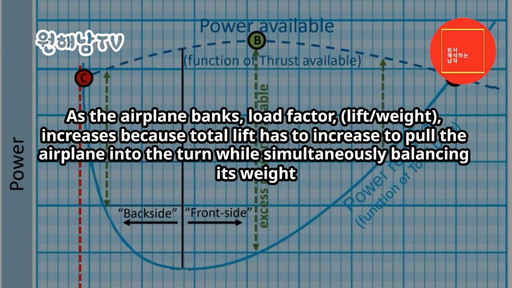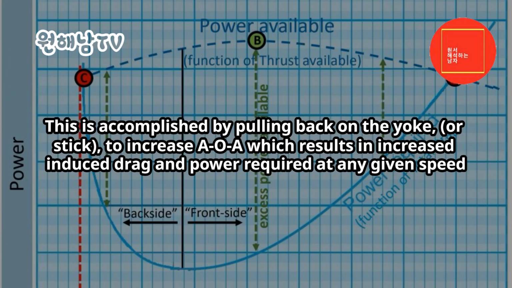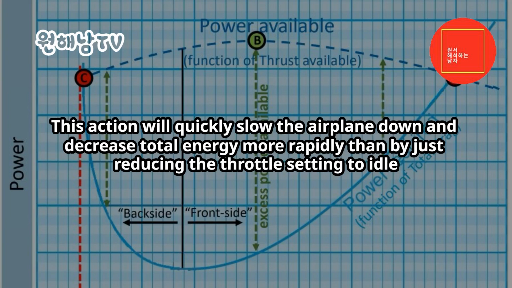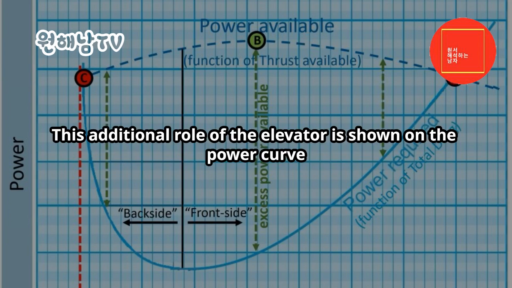As the airplane banks, load factor, lift over weight, increases, because total lift has to increase to pull the airplane into the turn while simultaneously balancing its weight. This is accomplished by pulling back on the yoke, or stick, to increase AOA, which results in increased induced drag and power required at any given speed. This action will quickly slow the airplane down, and decrease total energy more rapidly than by just reducing the throttle setting to idle. This additional role of the elevator is shown on the power curve.